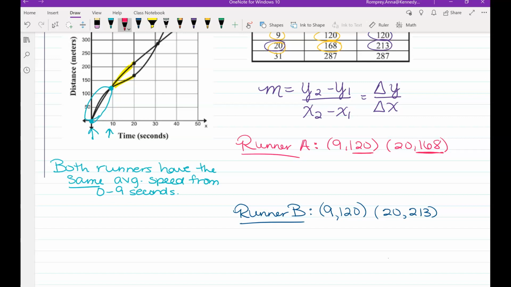Now notice it says y2 minus y1. You don't have to do it in that order. What's important is that however you subtract your y's, whichever order you use, you have to do the same for your x's. So I'm going to look at what's easier for me. I say, okay, 168, I want to take 120 from that. That's going to be nicer. Now, since I started with 168, I have to start with 20 on the next one. So 20 minus 9.